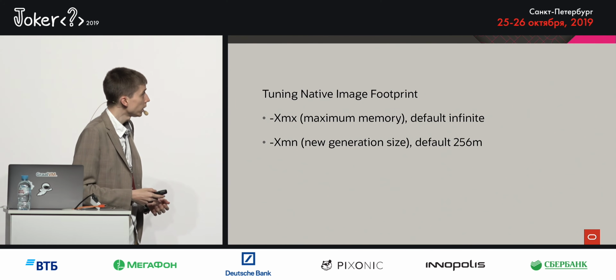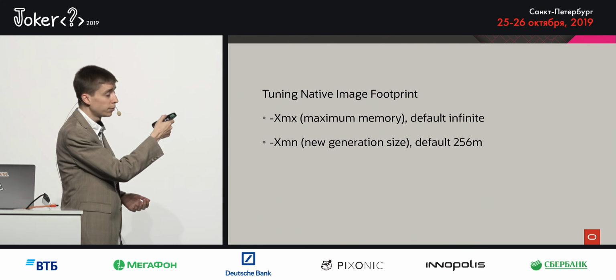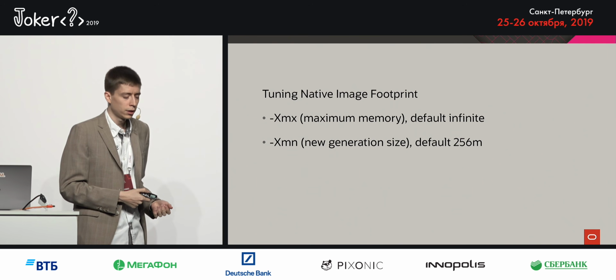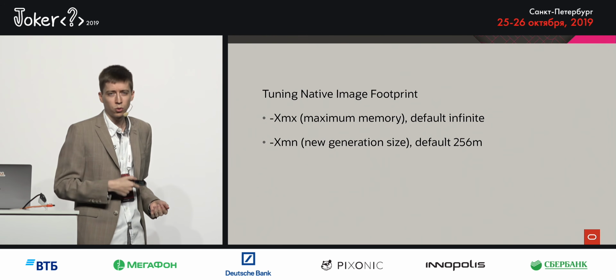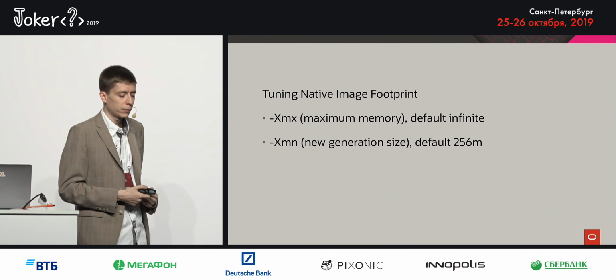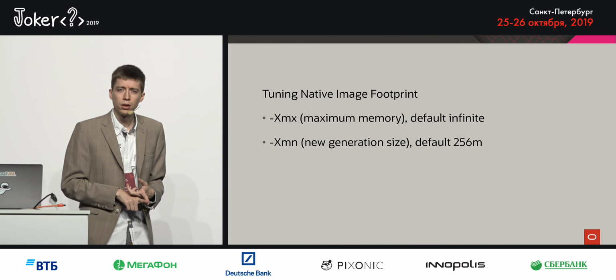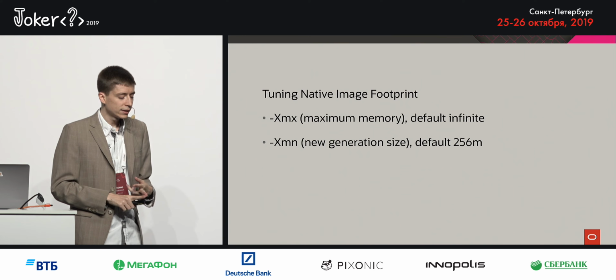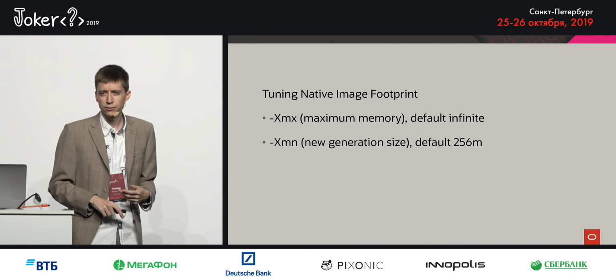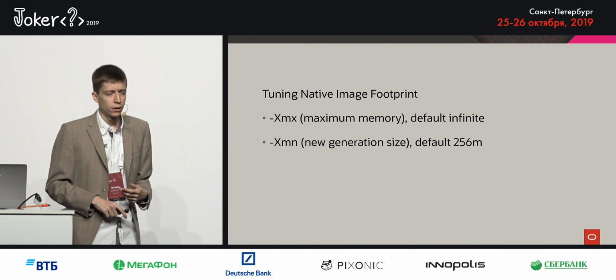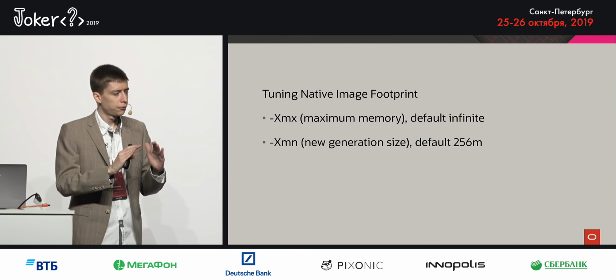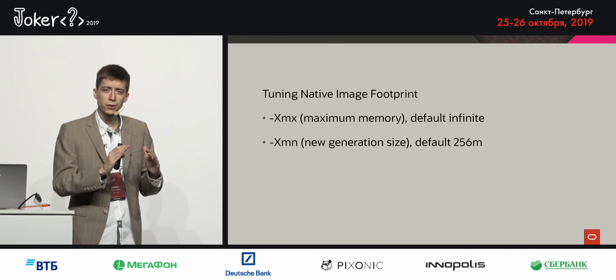One important part here is that you can tune native image specifically for small footprint. There's 2 parameters in native image which are also available in JVM, which are important for that. One is to set the max memory consumption of the application to a certain value, and the second is to set the new generation size of the garbage collector to a certain value. You can play around with these 2 numbers if you have one of these applications.